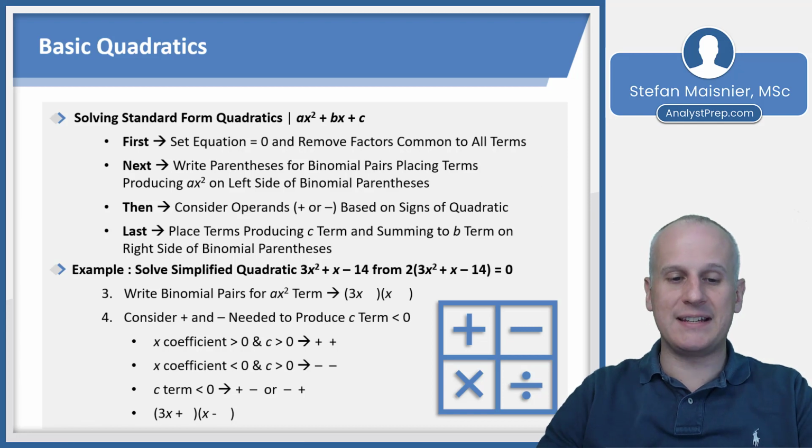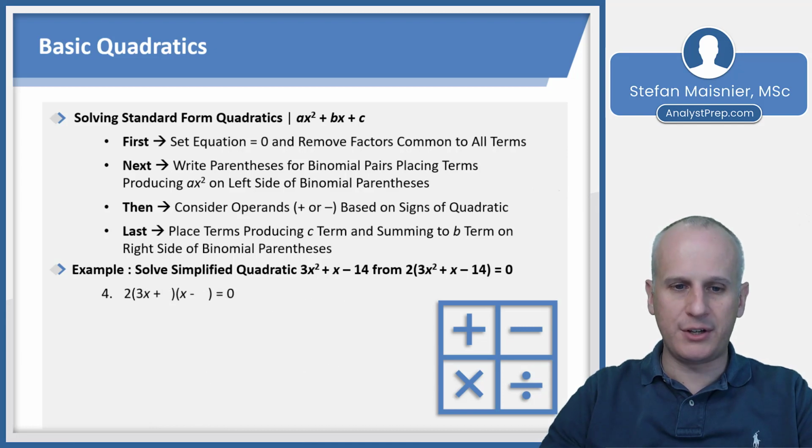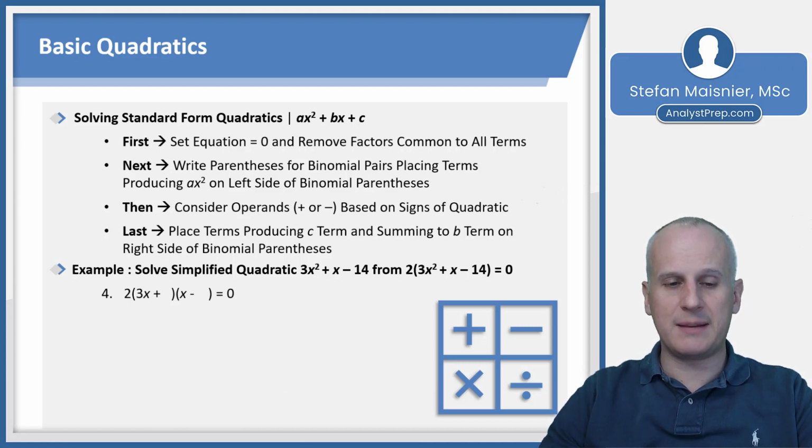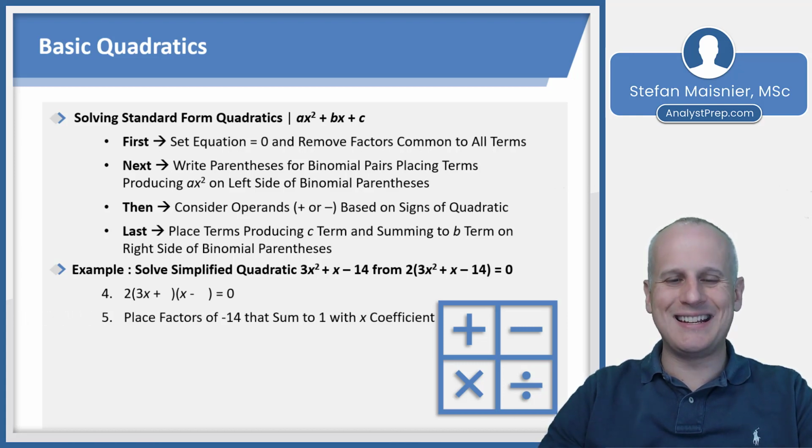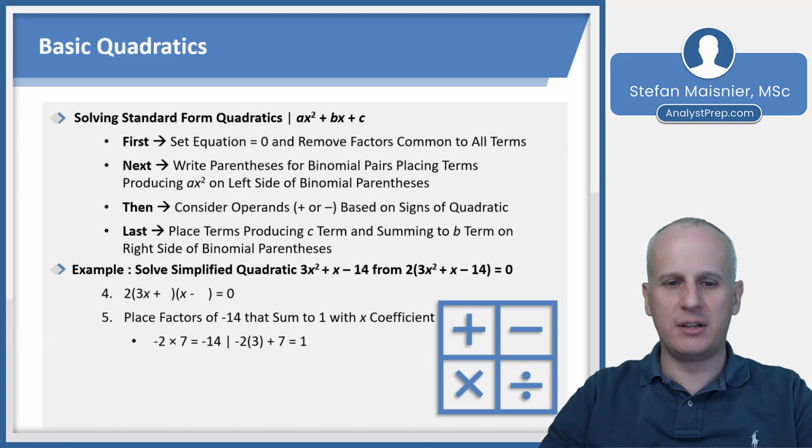So in this case, it's going to be 3x plus and x minus, because we know that we're going to end up with a minus x. And we'll see in a moment how that works out. So we've got our quadratic factored so far as 2 times the quantity 3x plus something, and then the quantity x minus something equals 0. So we need to consider the factors of negative 14 that will sum to 1 with that 3x coefficient.